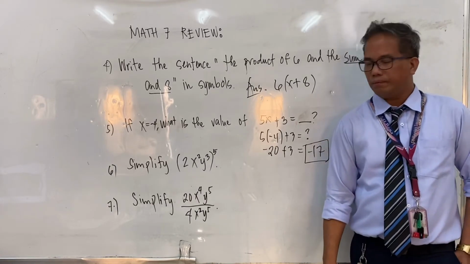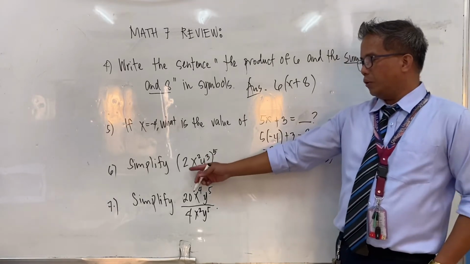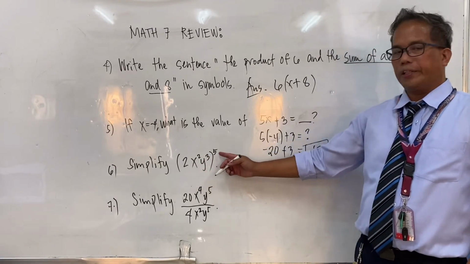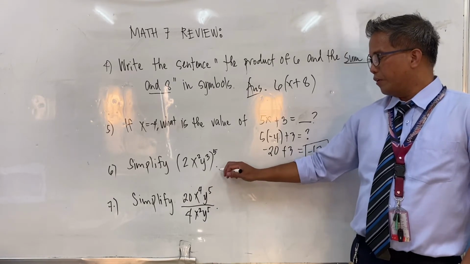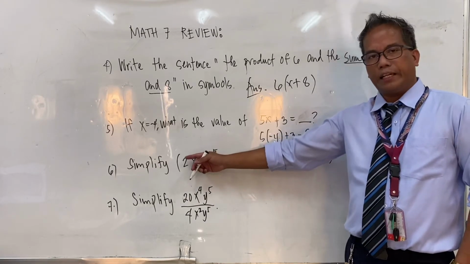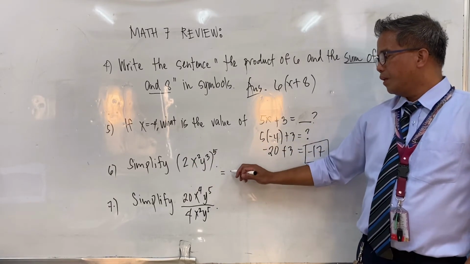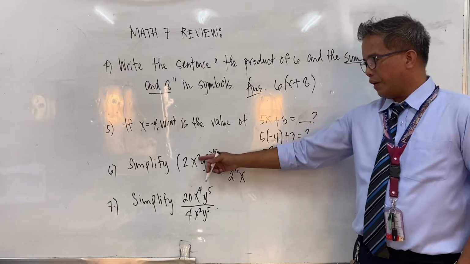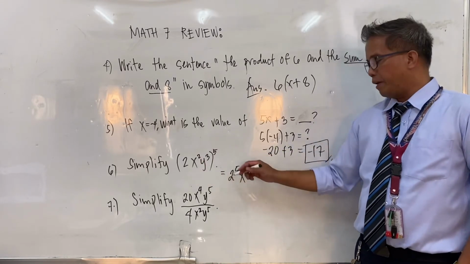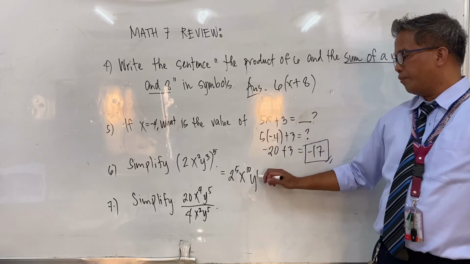Next, number 6, simplify the quantity 2x squared y cubed raised to the fifth power. So we have the exponent here. All you have to do is distribute the exponent inside the terms of the parentheses. So we have now 2 raised to the fifth, x raised to, you are going to multiply the exponent, 2 times 5 equals 10. Then 3 times 5 equals 15. So y raised to 15.